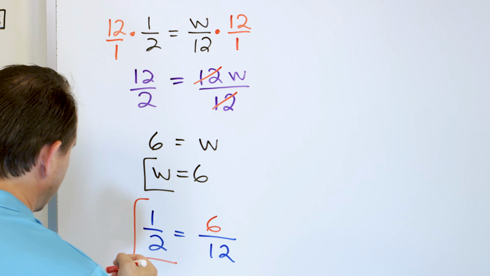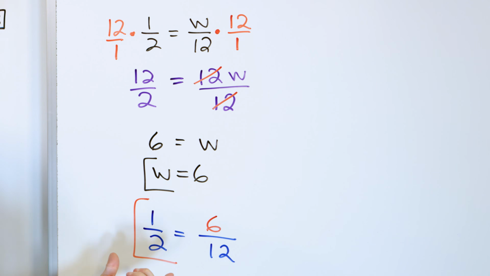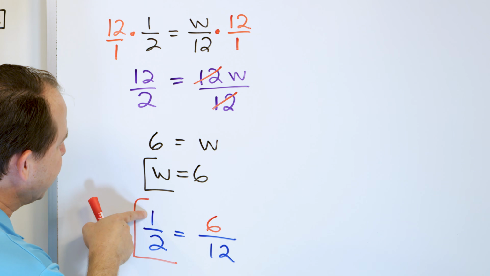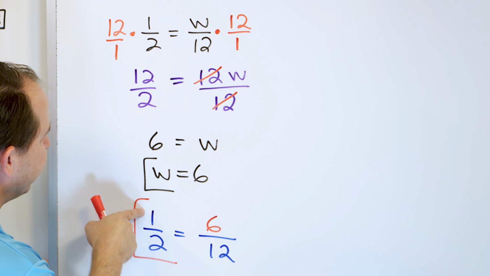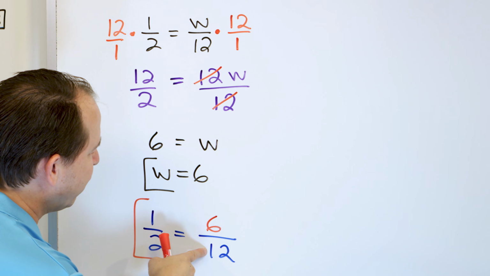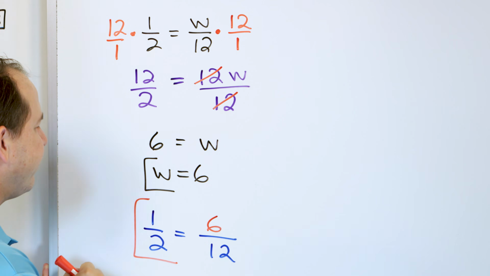So I can kind of circle that if you want to. So 6, the number W, that's the one that works. Does it make sense? Notice in our proportion, this ratio was 1 to 2. That means the bottom number was 2 times larger than the top. So if the bottom number is 12, then the only number that works here must be 6, because 12 is 2 times larger than 6.